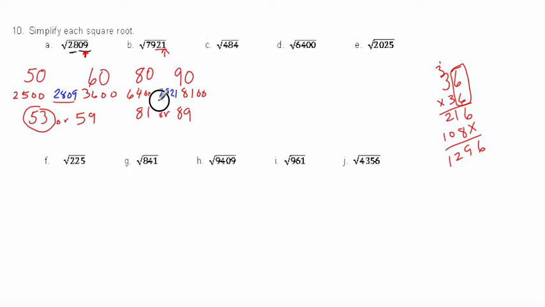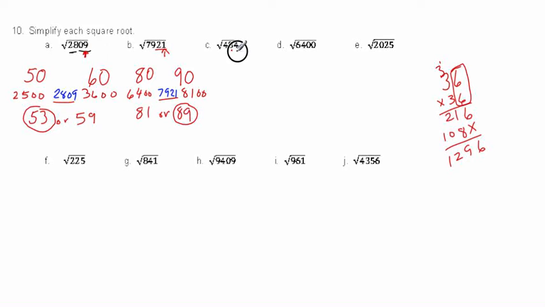Okay, now look at your actual square, and is it closer to 6,400 or 8,100? Well, it's about 1,500 away here and only 200 away here. So obviously it's closer to the 8,100, which means it's closer to 90, which means 89 has to be our square root.